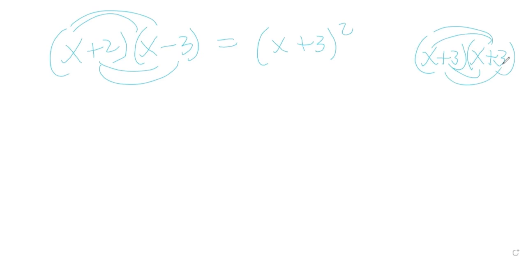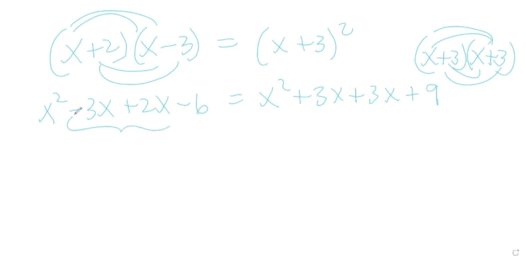So let me go back to the left. If I distribute and combine like terms, that'd be x squared minus 3x and then plus 2x minus 6 equals. And on this side, if I distribute that, I would get this here. And then why don't you combine the middle pieces? So this is x squared minus 1x minus 6 equals x squared plus 6x plus 9.